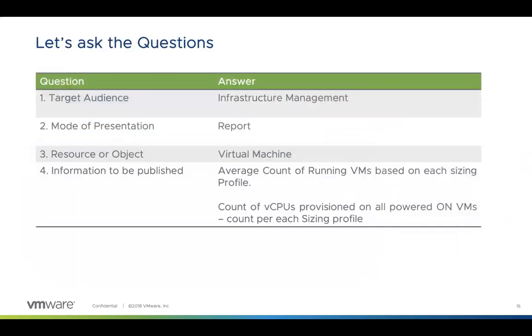So let's ask the questions now. Target audience: of course, this is costing, so the infrastructure management want to see this. They want to see the number of VMs and then the number of CPU cores so that they can use their own specific values to calculate the cost.